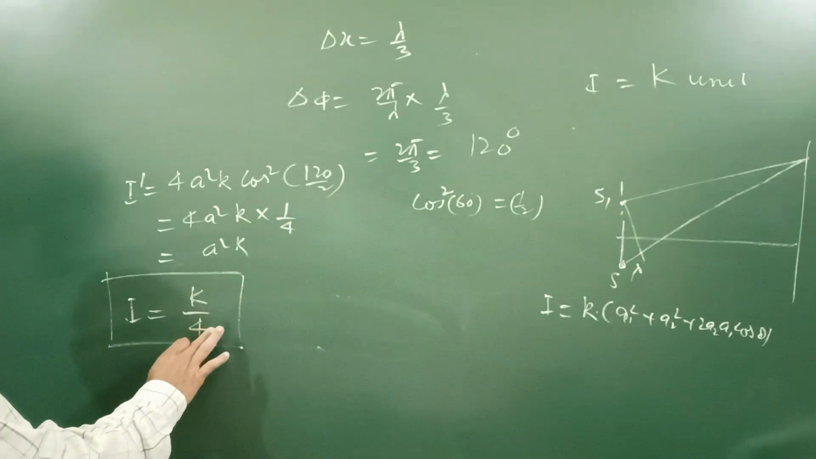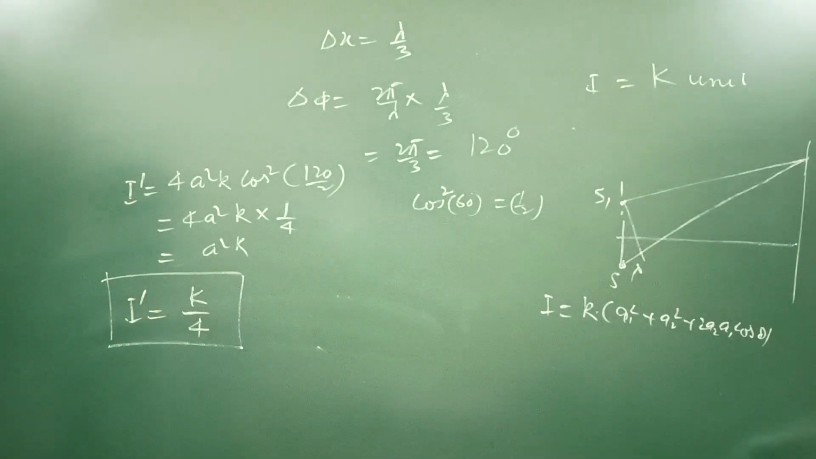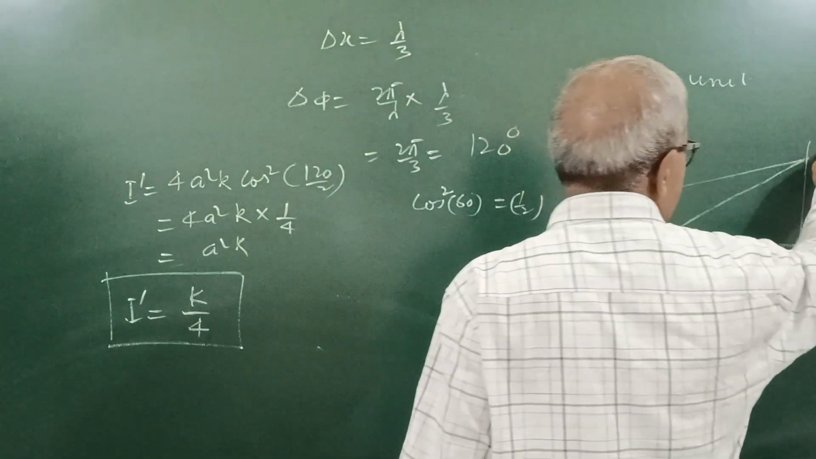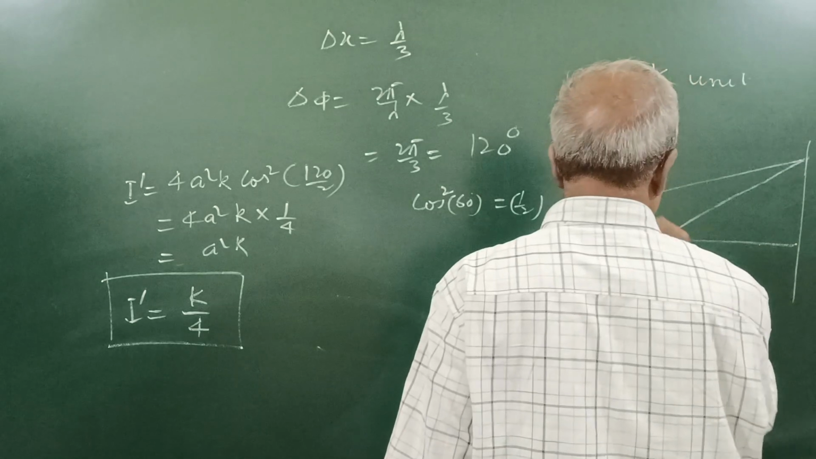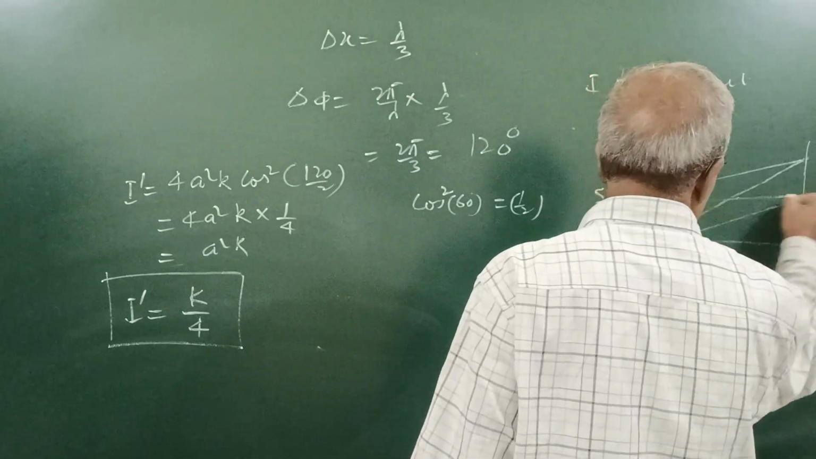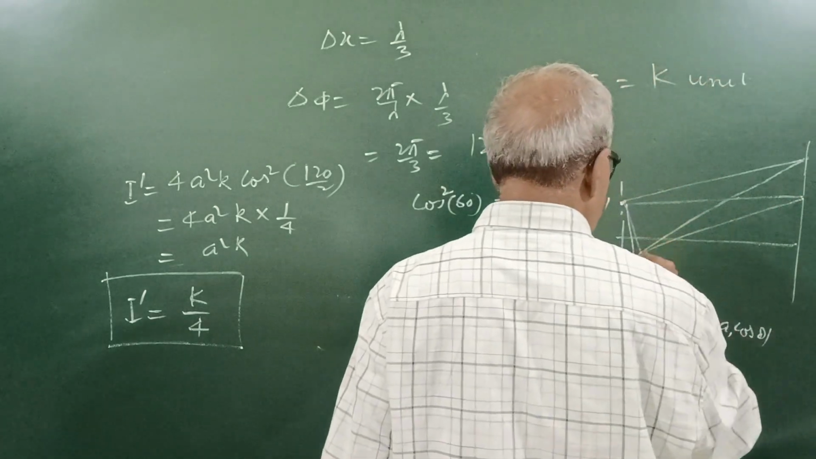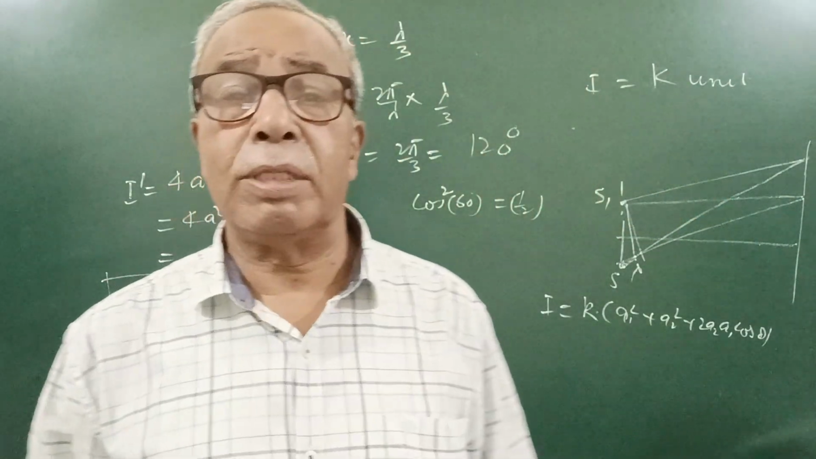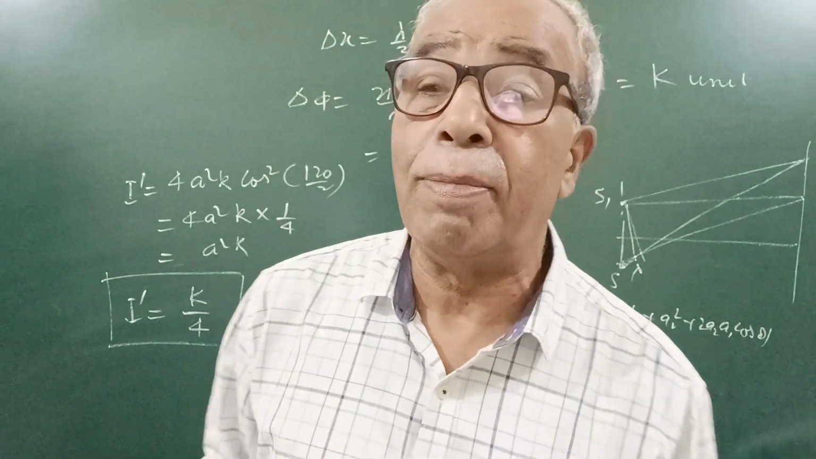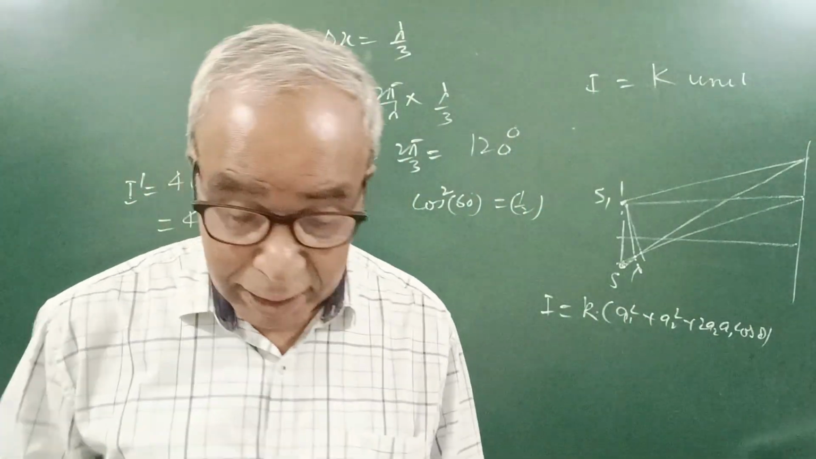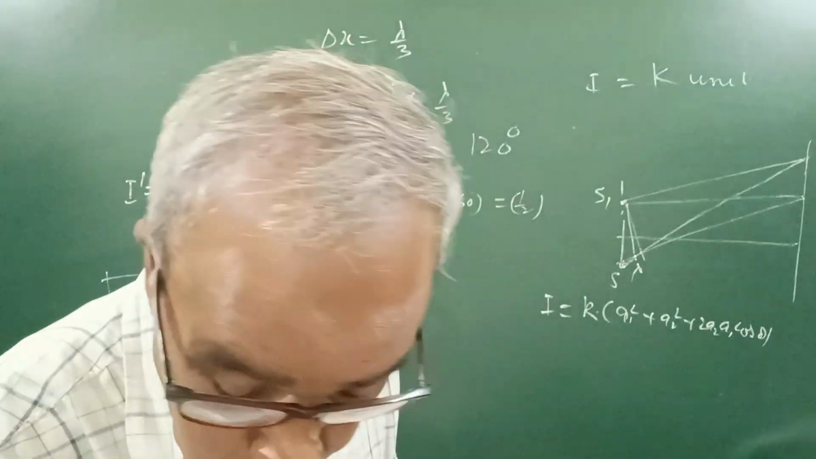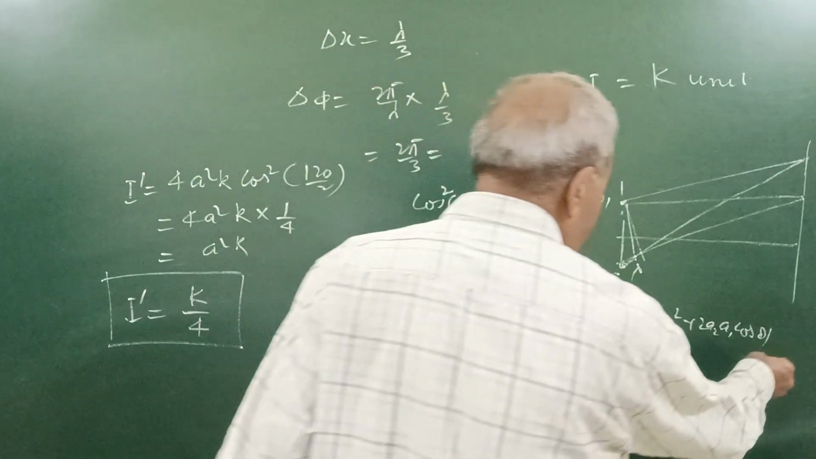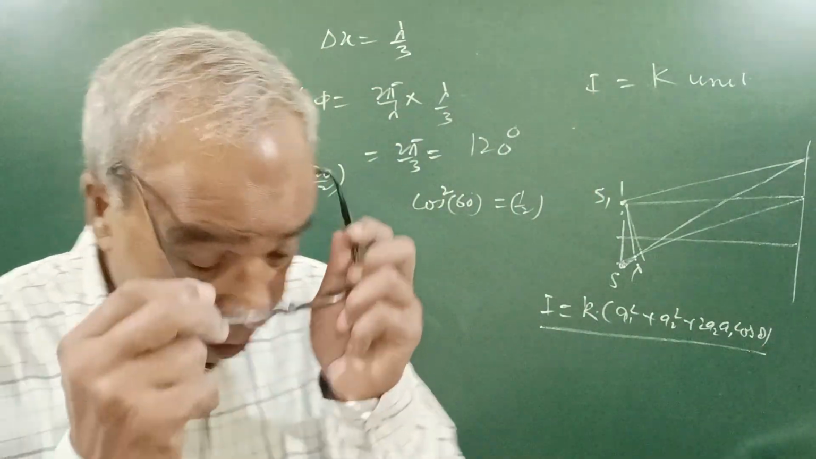This question is asked like this. If the path difference is lambda, the intensity is K, and if the path difference at any point is lambda by 3, then there the intensity will be K by 4. Students generally remain in confusion that it must be maximum or minimum. At any other point where the path difference is not 0 or 2 pi, the intensity will naturally be different. Remember this equation. Now there is another question here.